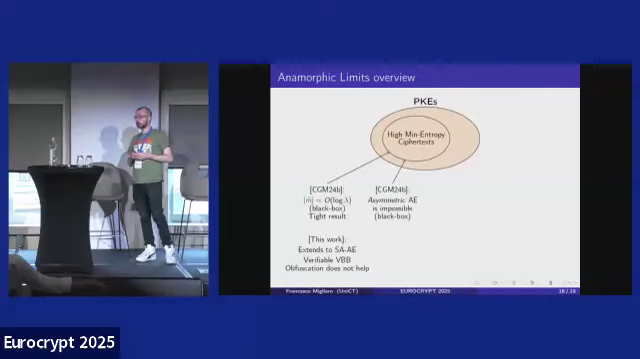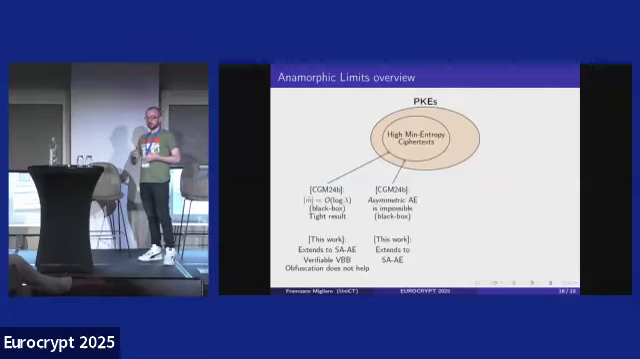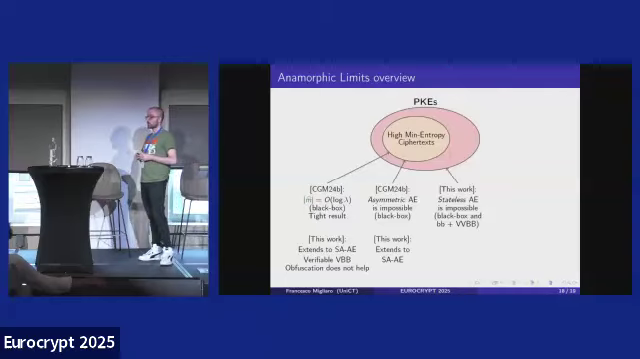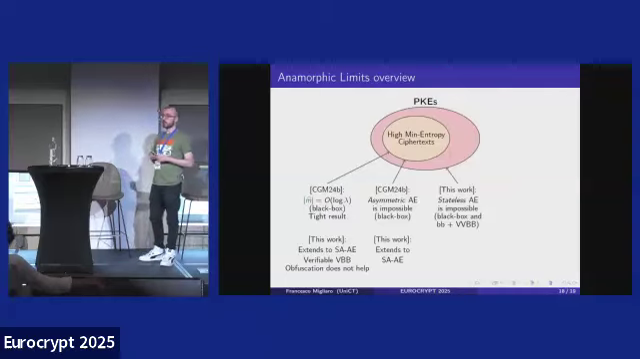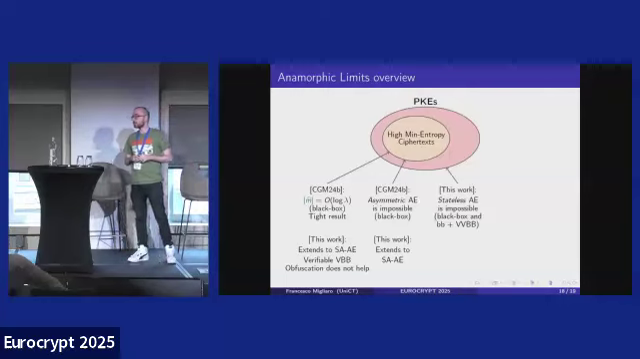And we know from previous works that asymmetric anamorphic encryption is impossible in a black box way. And we extend this also to semi-adaptive asymmetric anamorphic encryption. Then we prove that stateless anamorphic encryption is impossible, both in the black box context and black box augmented by these powerful non-black box tools, while stateful anamorphic encryption is possible.